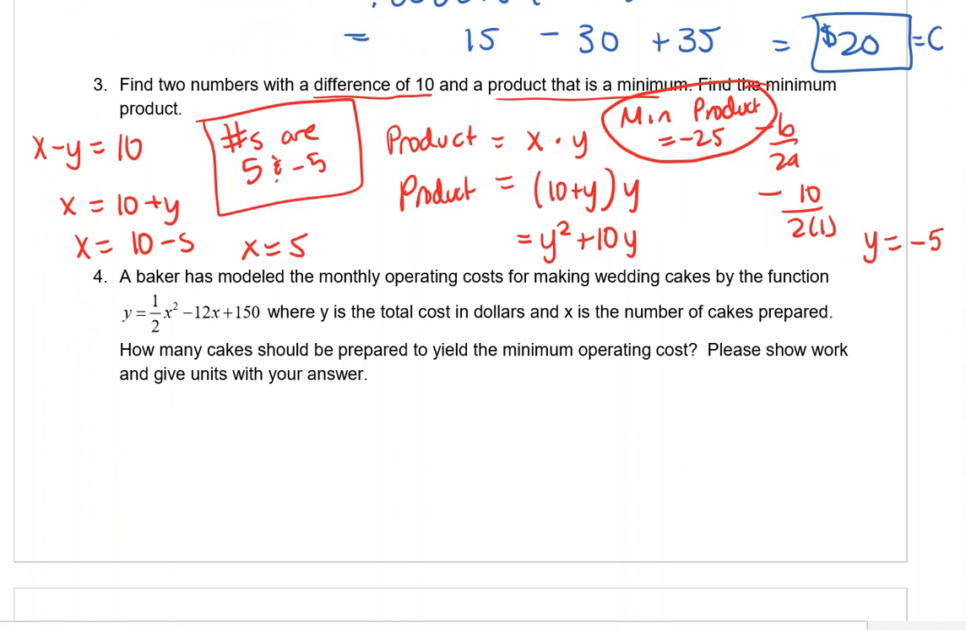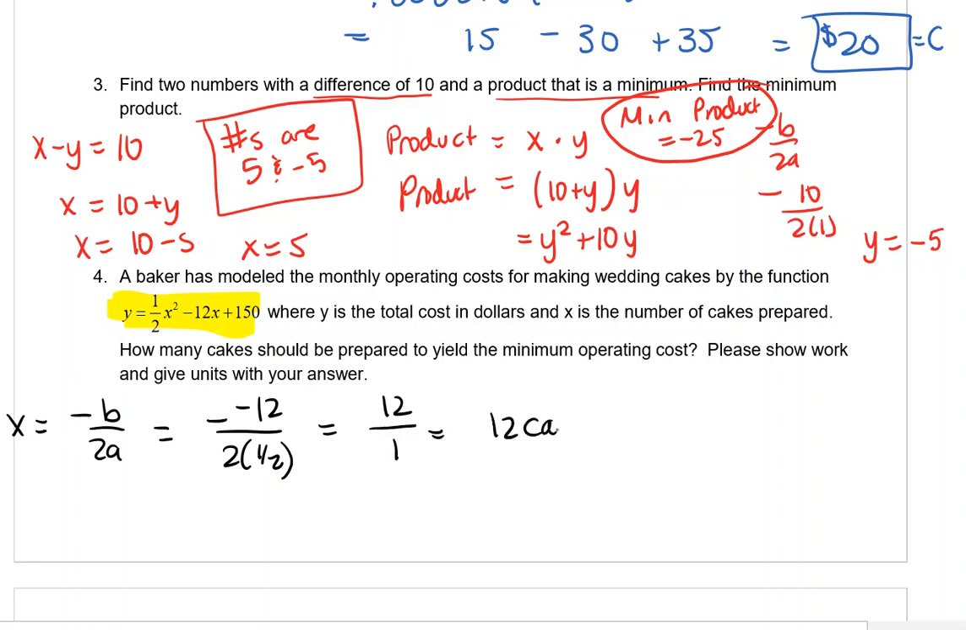A baker has modeled the monthly operating cost for making wedding cakes by a function, where y is the total cost in dollars and x is the number of cakes prepared. How many cakes should be prepared to yield the minimum operating cost? Show your work and give me an answer. So I'm going to do negative b over 2a: negative negative 12 over 2 times 1 half. That gives x is the minimum. We have 12 over 1, and so 12 cakes is the minimum.